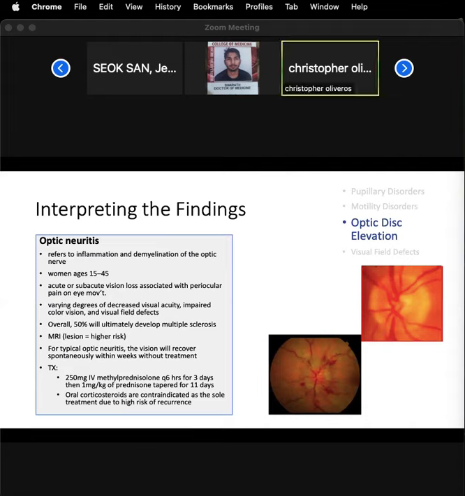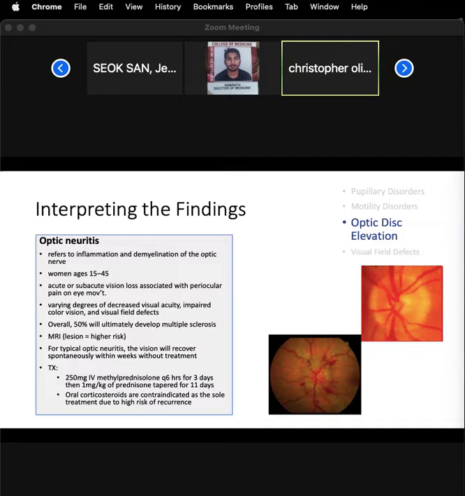You can do an MRI with FLAIR sequences, and if it is positive for lesions, then you can say that there is a higher risk of multiple sclerosis. Right? For typical optic neuritis, the vision will recover spontaneously within weeks, around 2 weeks. Pero we still give treatment kasi it hastens the recovery. And it decreases the rate of occurrence in the other eye.